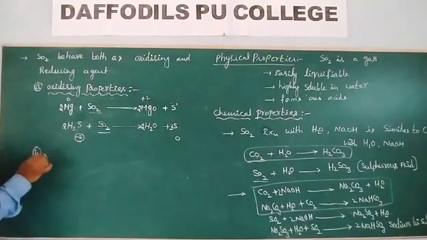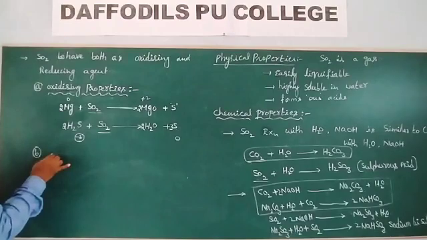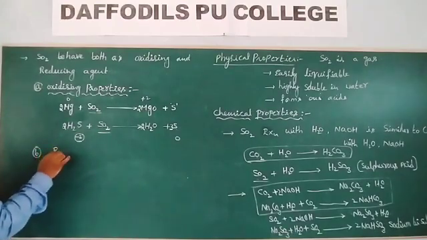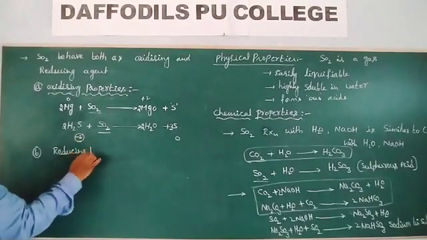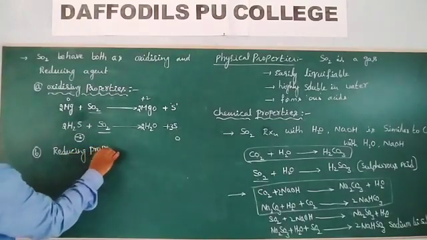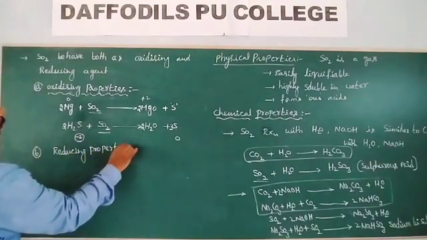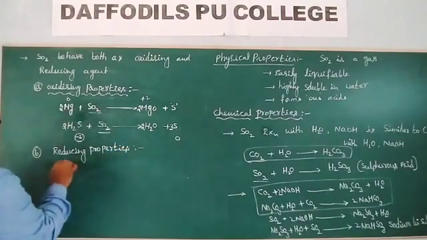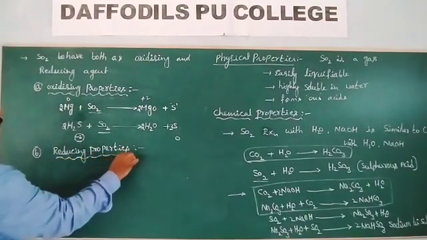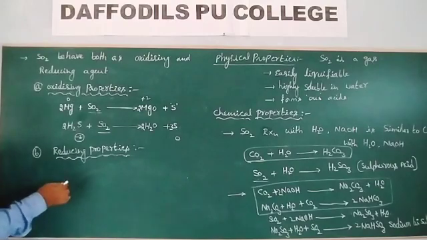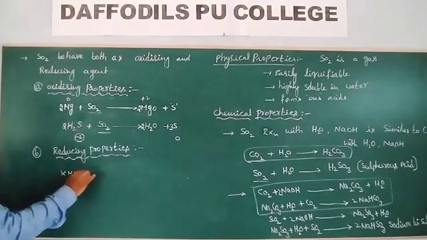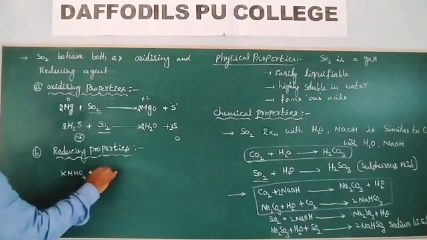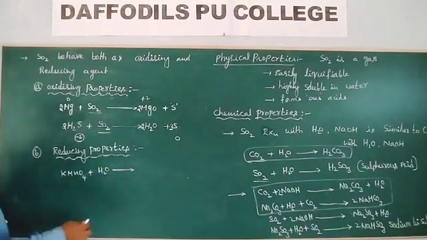Next, reducing properties of sulfur dioxide. Sulfur dioxide reduces potassium permanganate solution into manganese sulfate.